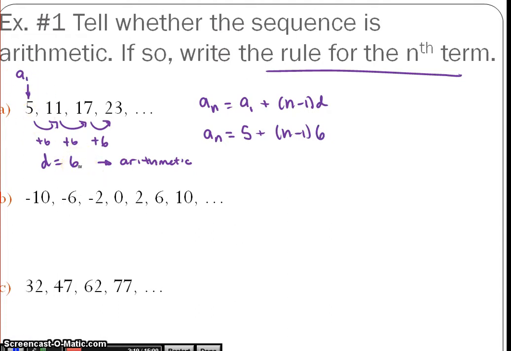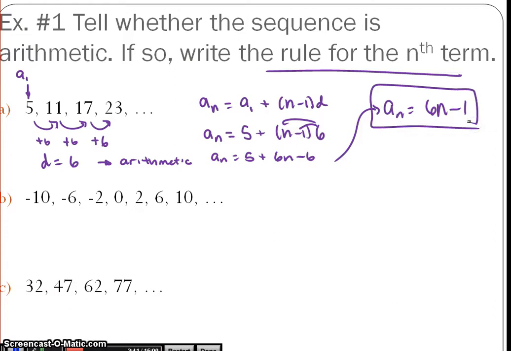Then we're going to write it in standard form, kind of like the equation of a line. So A sub n is 5 plus, distributing, 6n minus 6, or A sub n is 6n minus 1. Just so that our notation is clear, A sub n has a little subscript n, but it's 6 times n. That's a big N. Okay, problem number 2.